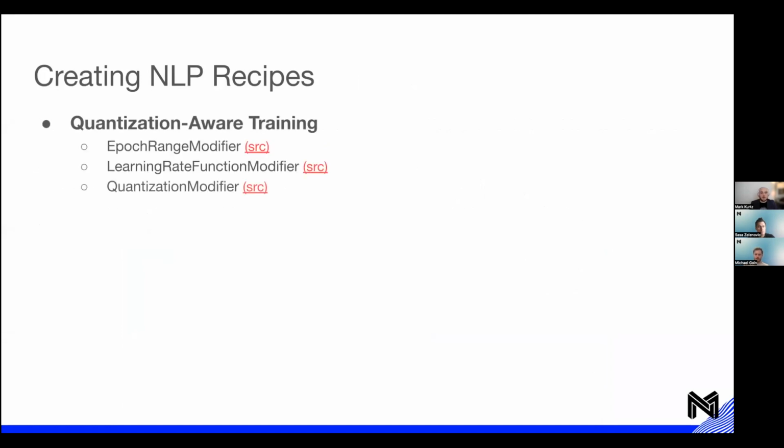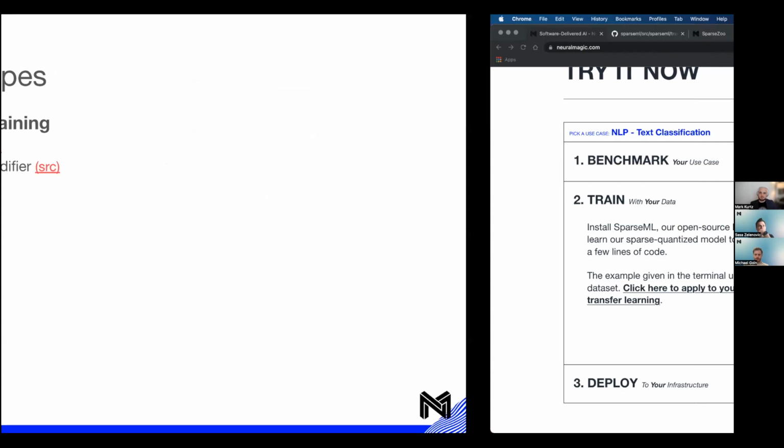We'll start with quantization aware training, and we have a few modifiers that make that up. We'll talk over how to create a recipe with them and actually show how to go about that process. We have an epoch range modifier, which is just going to control how long we train for. We have a learning rate function modifier, which is going to control our learning rate so that we can adjust it for quantization. Then we have a quantization modifier, which is actually going to go through and take the model and then apply quantization ops on top of it, edit it, so that we're no longer in FP32, we're actually running as a quantized model.